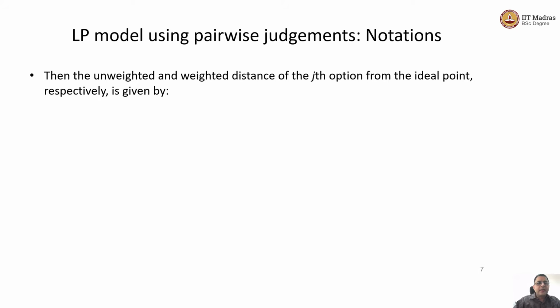Okay, so let us calculate the weighted distance. First we will specify the equation for the unweighted distance formula. Then we will specify the weighted distance formula for the jth location from the ideal point. Right. So let us say option number j. What are the coordinates of option j?